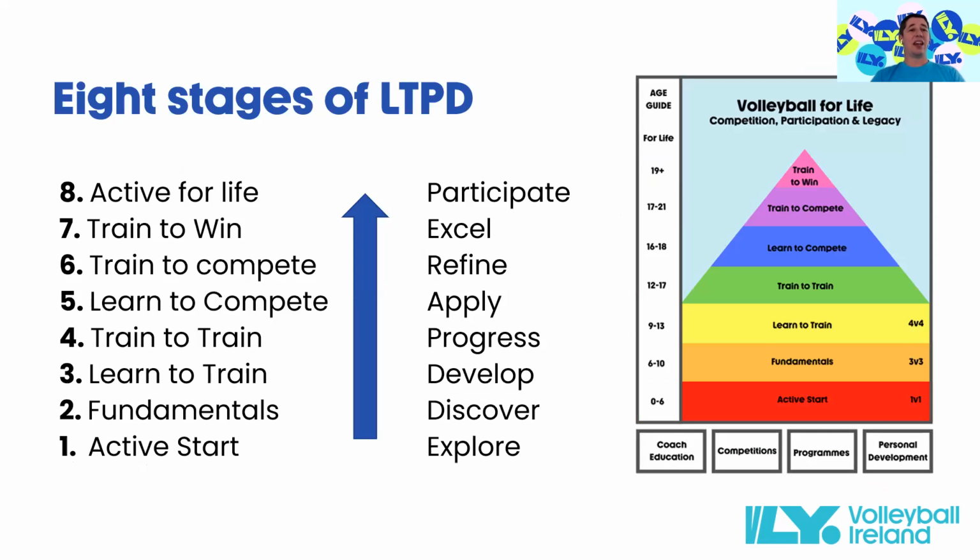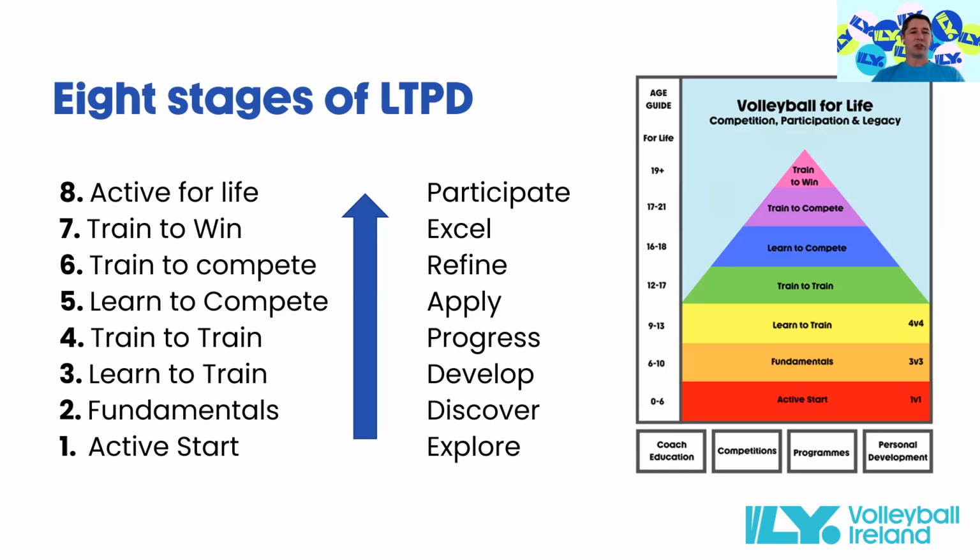Volleyball Ireland's plan has 8 stages. We can see from the beginning here, active start runs through the fundamentals: learn to train, train to train, learn to compete, train to win, and then active for life oversees that whole graph on the right-hand side there. We begin by running through a few sentences with you.